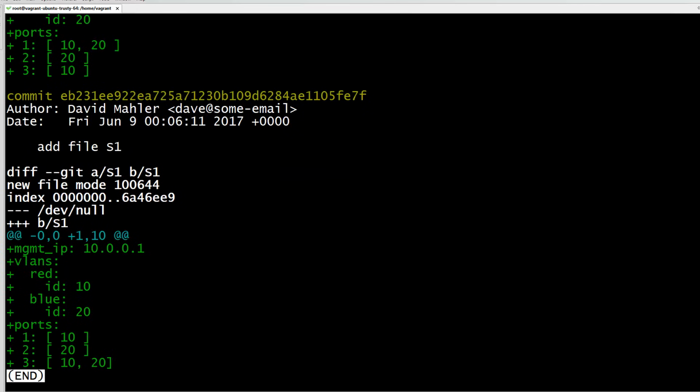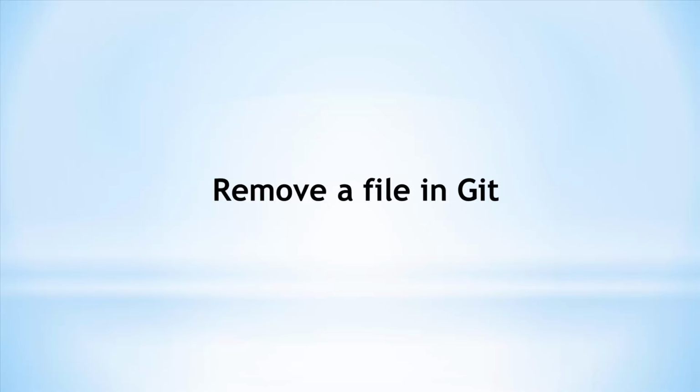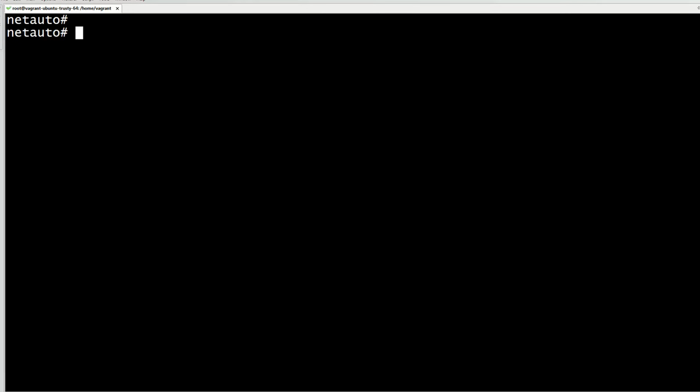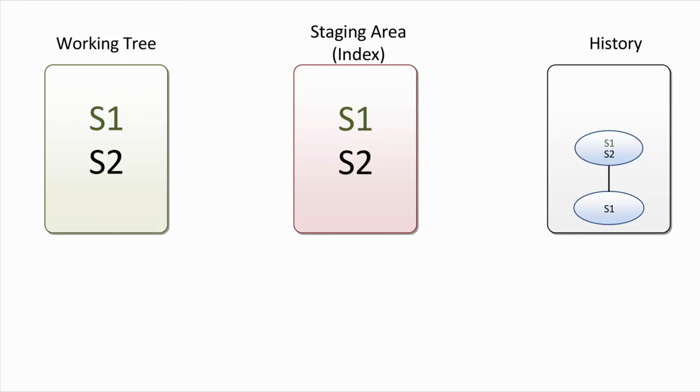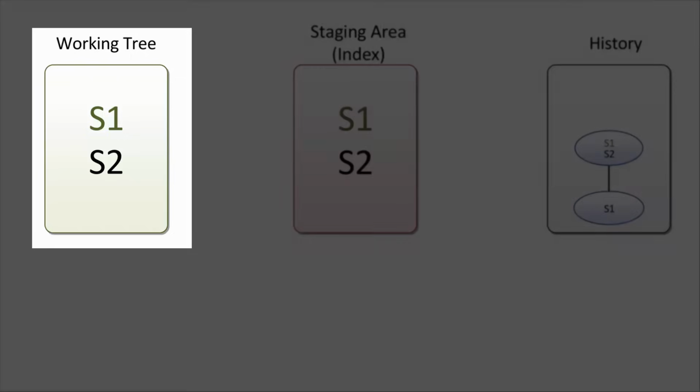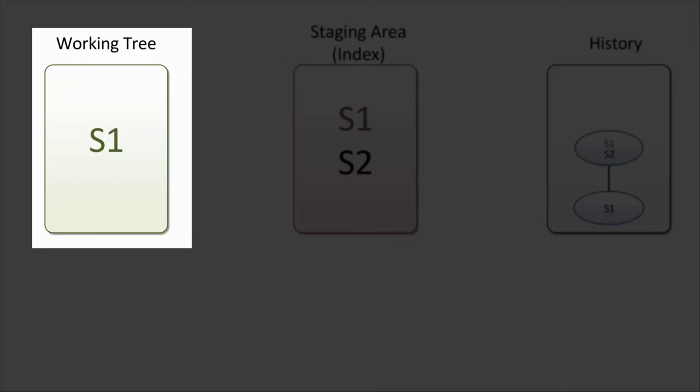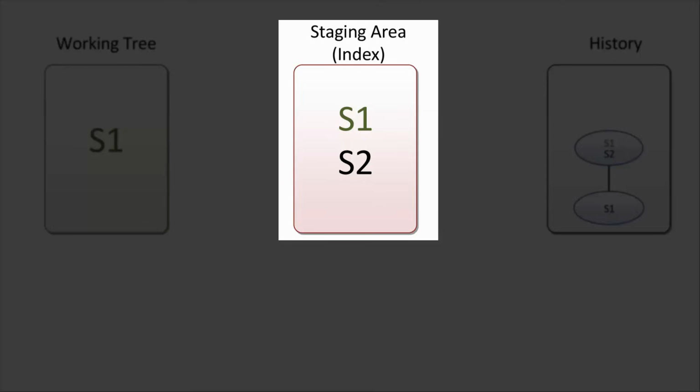Let's now look at a quick way to remove a file from our repo. Probably the easiest way to remove a file is to use the getrm command. We can remove S2 with getrm S2. The getrm command did two things at once. It removed S2 from our working tree. It also staged this removal. Therefore, S2 is removed from the staging area as well.